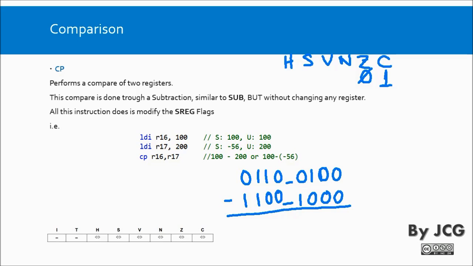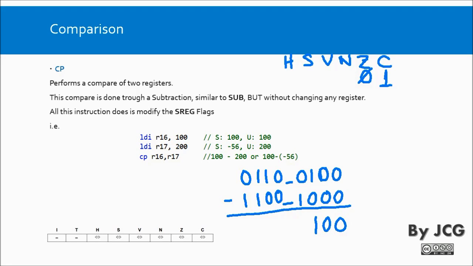So 0 minus 0, of course this is an easy one. 0 minus 0 is 0. Then we go to the next column, and 0 minus 0 is also 0. Next we have 1 minus 0, and this is also easy. 1 minus 0, of course, is 1.